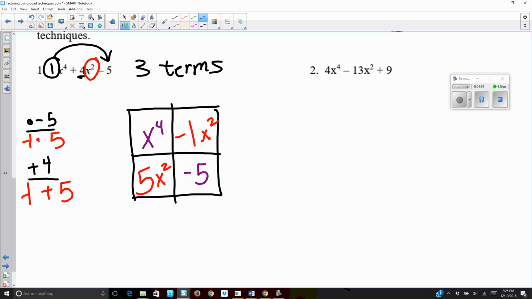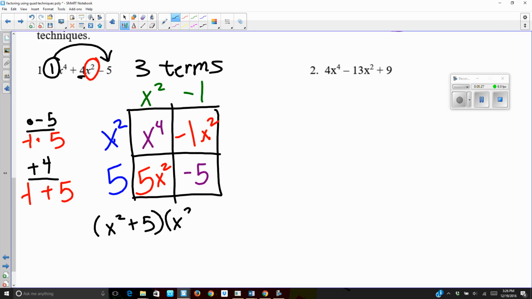And then factor the GCF out of each row and each column. The first row, you can factor out an x squared. The second row, you can factor out a 5. This first column, you should be able to factor out an x squared. And the last column, you should be able to factor out a -1. So the factors we have here are x squared plus 5 and x squared minus 1.